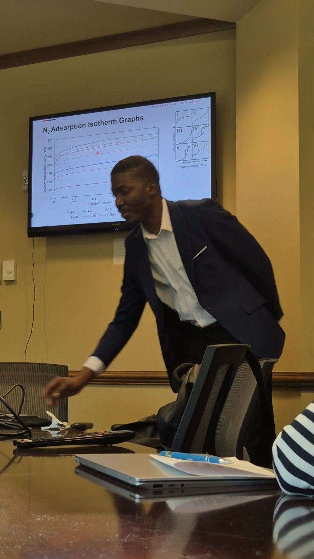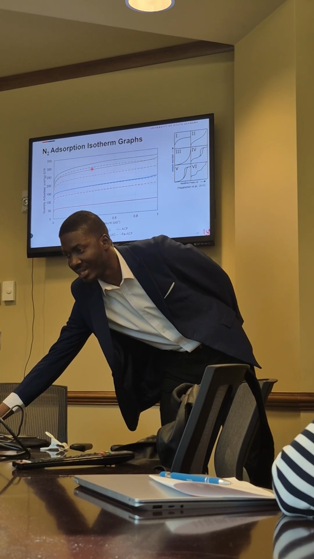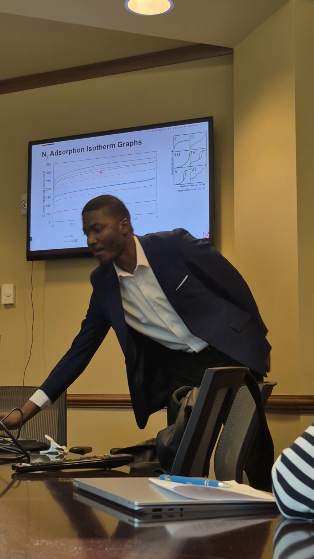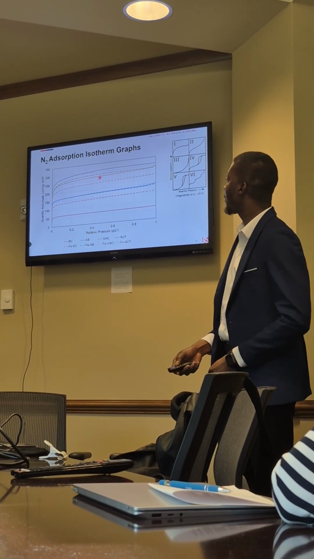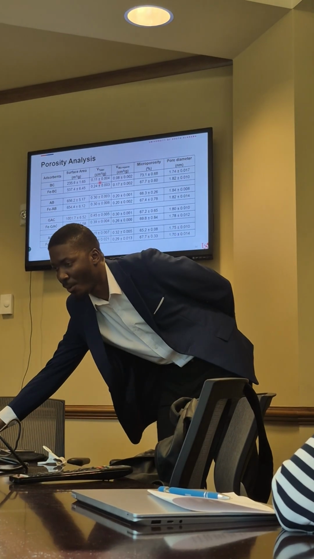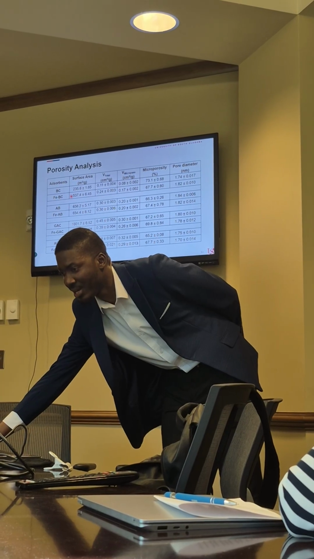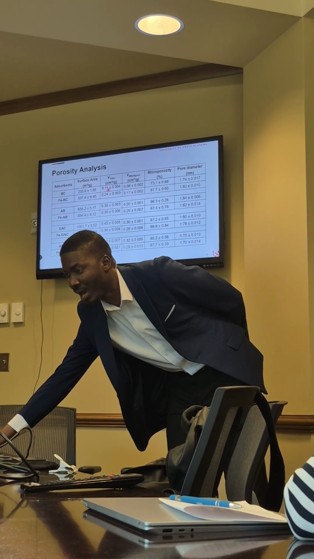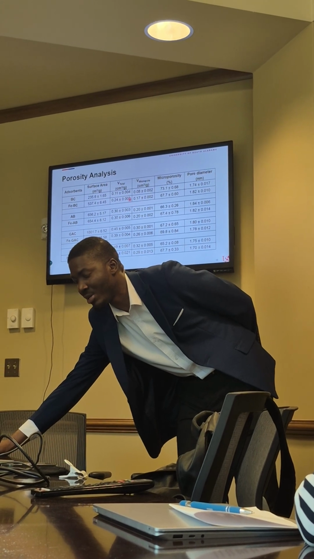And we also had a similar situation with our activated carbon felt, which saw a reduction in the nitrogen adsorbed. So looking at our next table, we can clearly see for biochar that our surface area increased after ion modification. Our pore volume and our micropore volume also increased after ion modification.